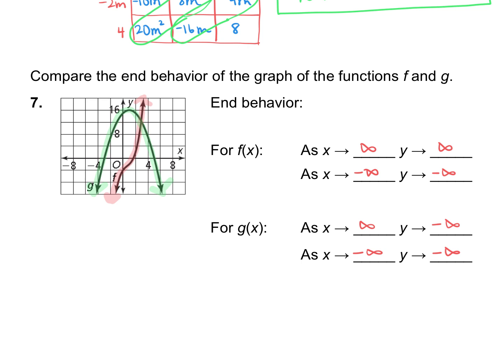When you guys do your end behaviors, this first part, as x approaches infinity, is always the same as x approaches negative infinity. Remember, this is the right side of your graph. This is the left side of your graph. And then we have to figure out what our function is doing. So we're figuring this out on our own. But we always start out with as x approaches infinity, right side of your graph. As x approaches negative infinity, left side of your graph.